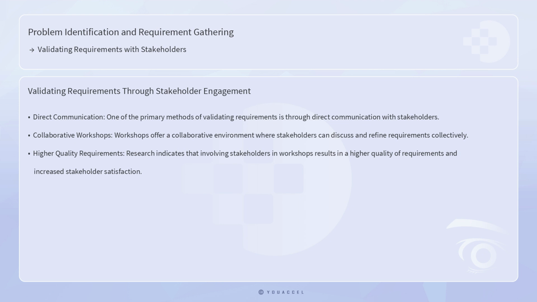One of the primary methods of validating requirements is through direct communication with stakeholders. This can be achieved through workshops, interviews, surveys, and meetings. Workshops, in particular, offer a collaborative environment where stakeholders can discuss and refine requirements collectively. They serve as a platform for brainstorming, conflict resolution, and consensus building. Research indicates that involving stakeholders in workshops results in a higher quality of requirements and increased stakeholder satisfaction. This is because stakeholders are more likely to feel a sense of ownership and commitment to the project when they are actively involved in shaping its requirements.